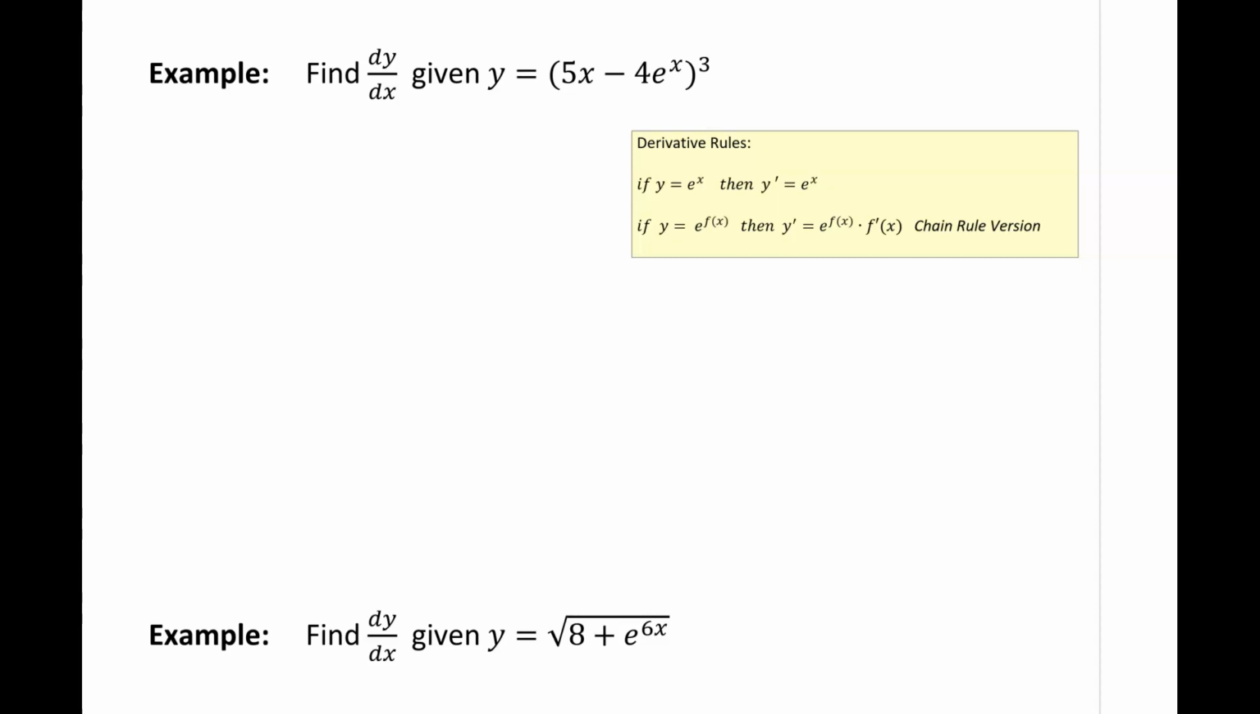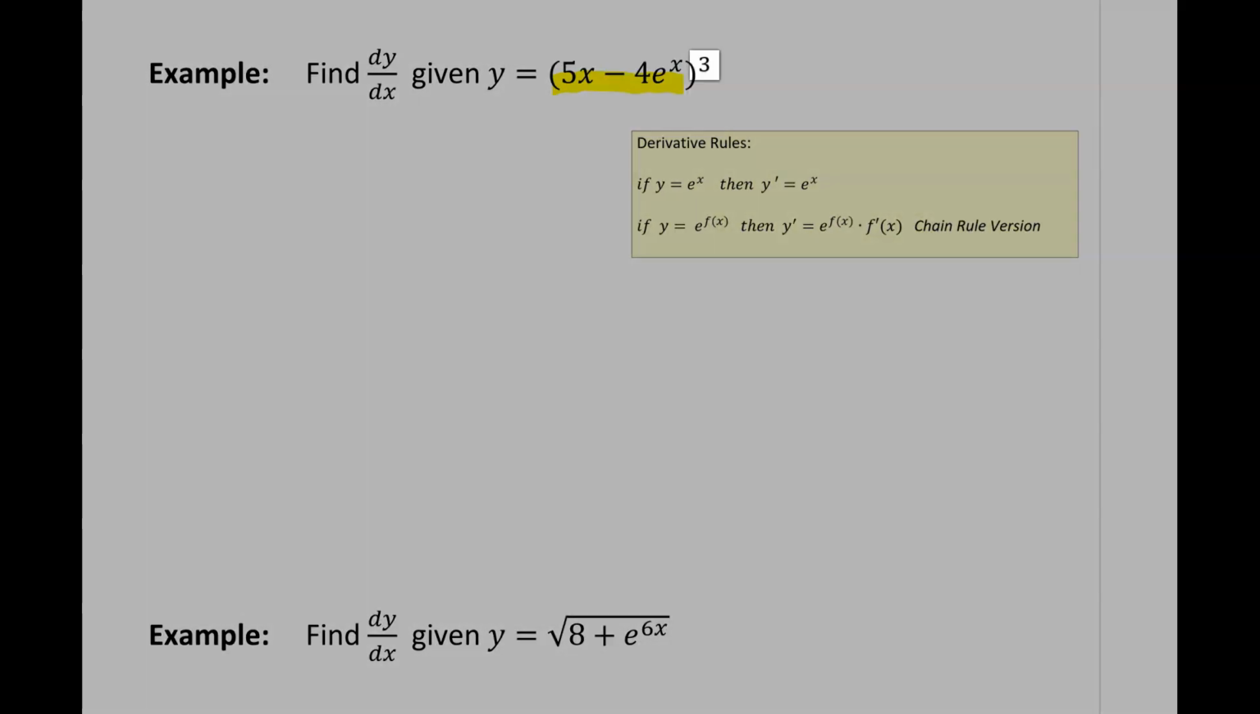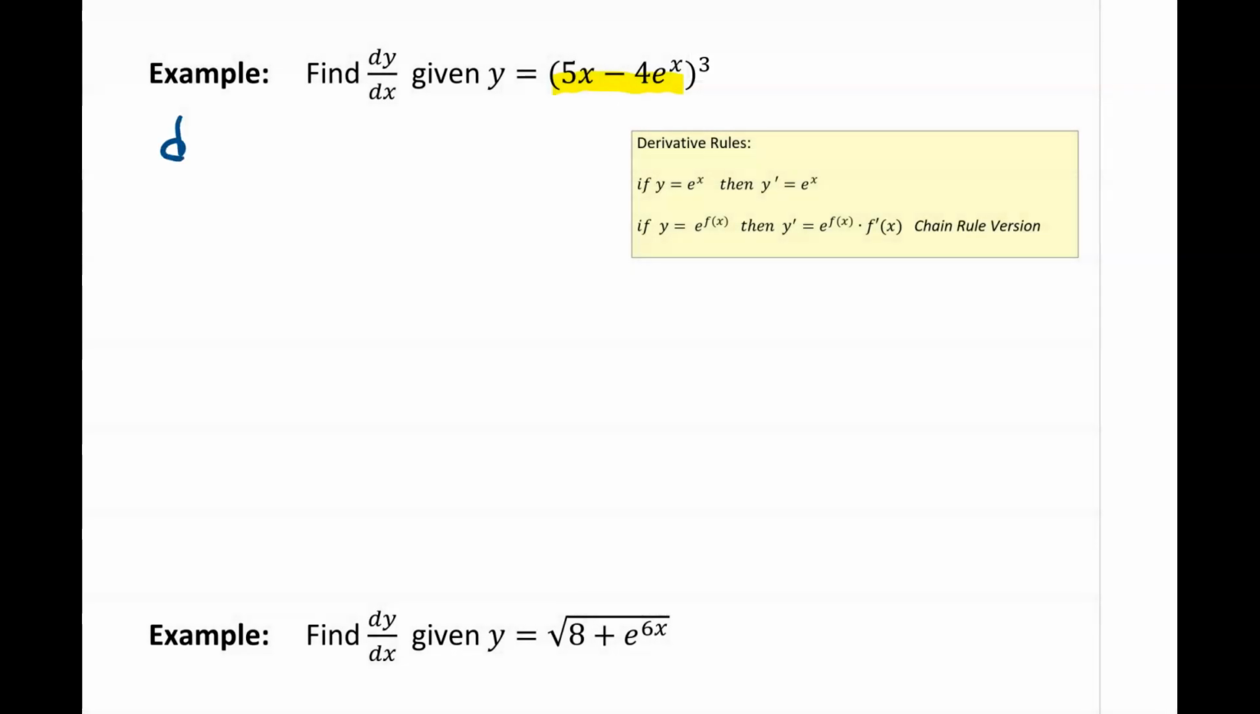So, starting with our first example, we've got a function here, 5x minus 4e to the x, that's raised to a power of 3. So we have an inside function and an outside function, so that's going to require a chain rule. So when we do our derivative, our dy dx, remember the chain rule says do the derivative of the outside function first. So that's going to be our power rule, where we bring the 3 on the outside to the front. Remember, keeping the inside function just exactly the same.